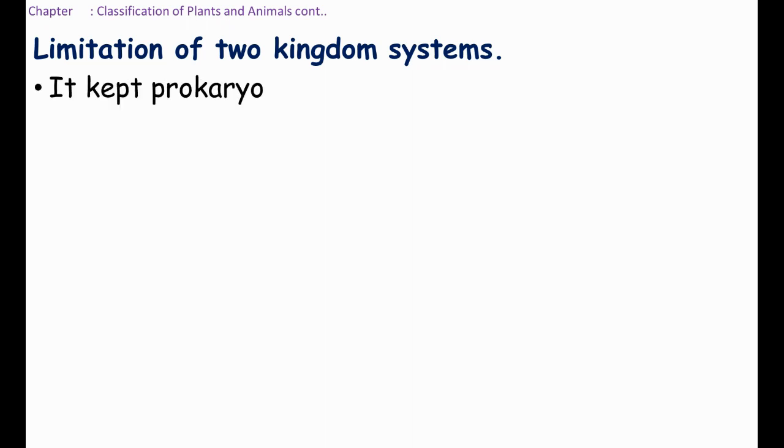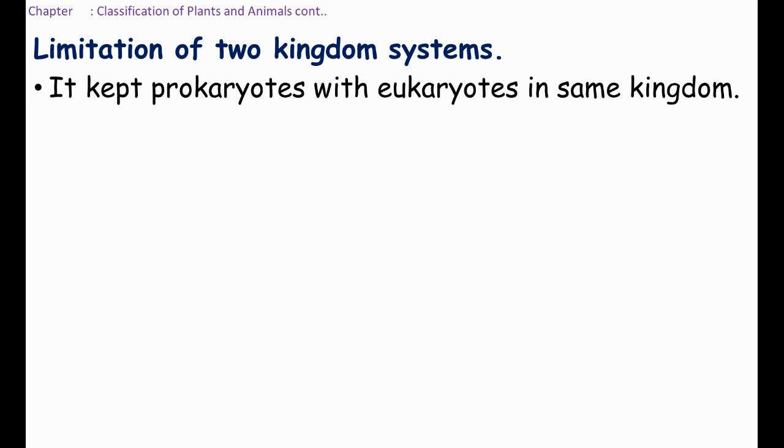What are the limitations of two kingdom system of classification? Now, I am going to tell what are the limitations, what are the drawbacks, what are the demerits of two kingdom system of classification. First of all, Carolus Linnaeus introduced two kingdom system of classification, but there were some drawbacks. There were some limitations. What are they? Okay, limitations. It kept prokaryotes with eukaryotes in the same kingdom. Prokaryotic as well as eukaryotic organisms were included in the same kingdom.